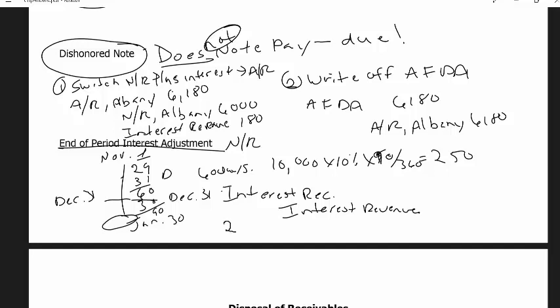I can take the 250, which represents my 90 days worth of interest, and multiply it times 60 over 90. I think I said 30 earlier, but it's 60. And that gives me 60 days worth of interest, which is 167. So I'm going to recognize $167 worth of interest on December the 31st. I want to accrue. That's my end of the period adjustment for interest. I want to accrue my interest revenue.